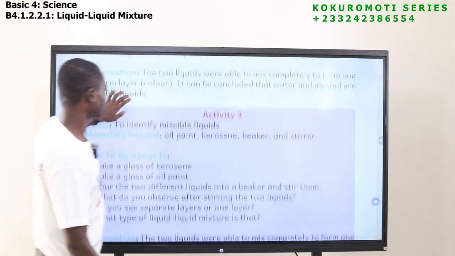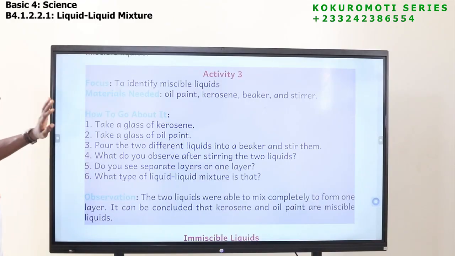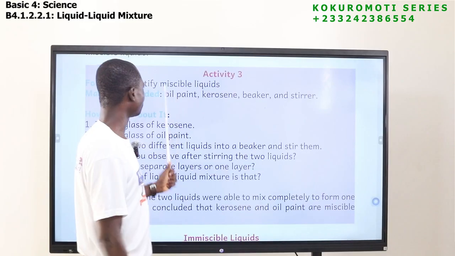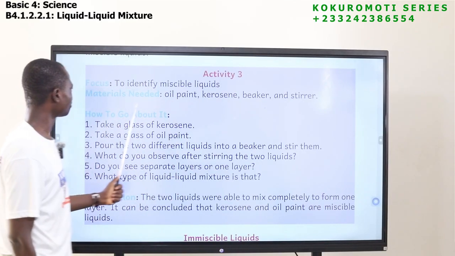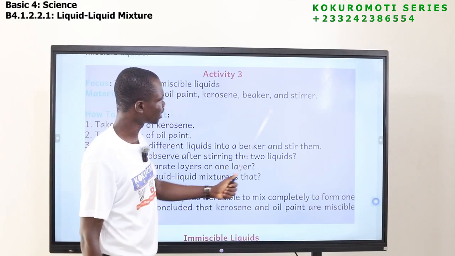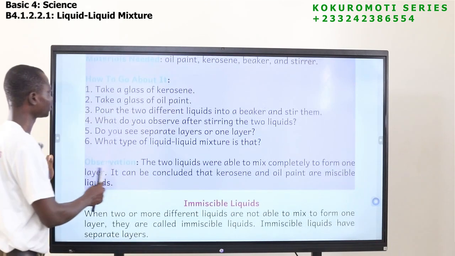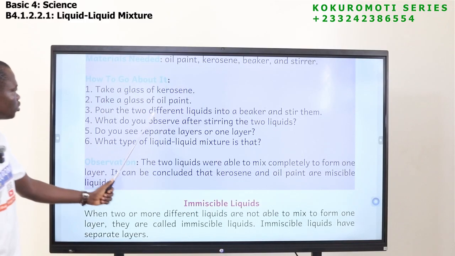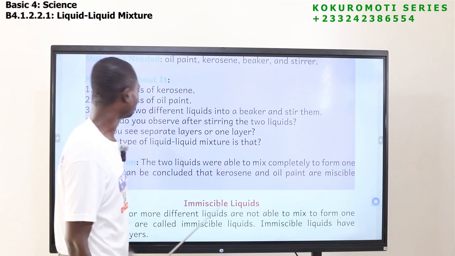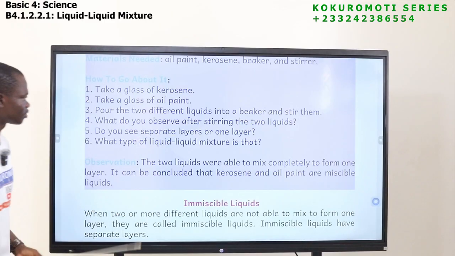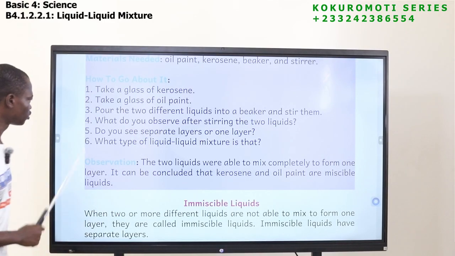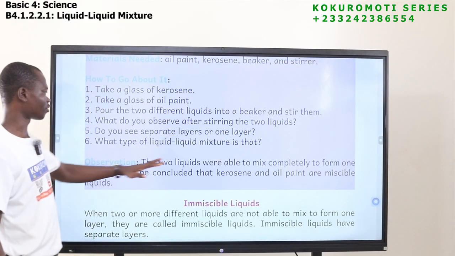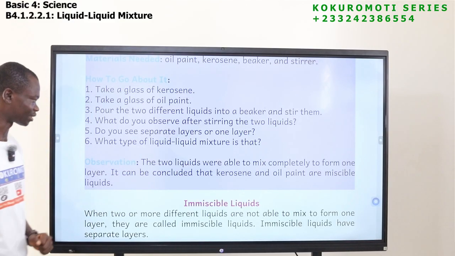Okay, now let's move on to activity 3. The focus is to identify miscible liquids. The materials needed are oil paint, kerosene, beaker, and stirrer. How to go about it? 1. Take a glass of kerosene. 2. Take a glass of oil paint. 3. Pour the 2 different liquids into a beaker and stir them. Number 4. What do you observe after stirring the 2 liquids? Number 5. Do you see separate layers or one layer? Number 6. What type of liquid mixture is that?